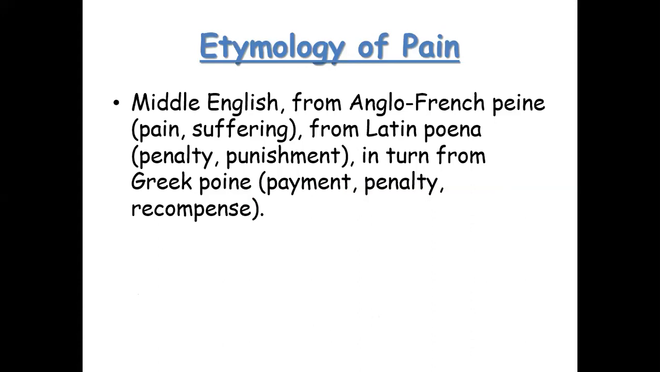So basically, if we talk about the word pain, then the etymology of pain. Etymology means the history of words that have evolved from different languages. In Middle English, from the Anglo-French, it is derived from the word peni, that means pain or suffering. From the Latin word poena, that means penalty and punishment, and it has also evolved from the Greek word poine, that means payment, penalty, or recompense.